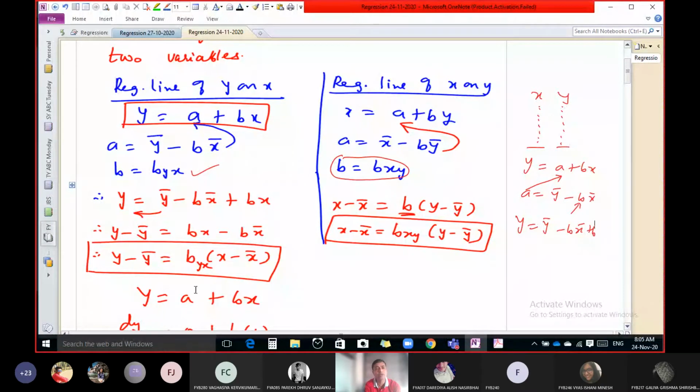This b is nothing but byx. So this is another form. So there are two forms of the regression line of y on x. One is y equal to a plus bx, where a and b are two constants.